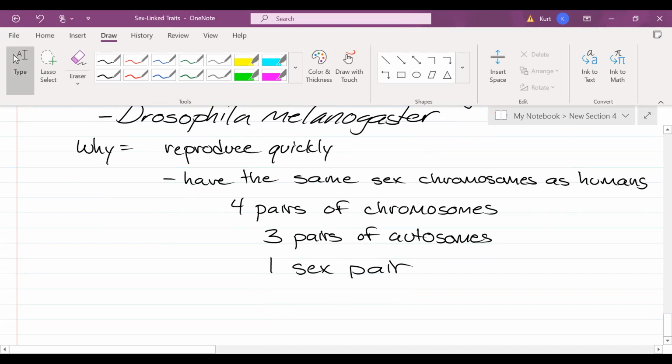There's some, you know, X and Y are some types. A platypus has seven sex chromosomes. Chickens, for example, males are ZZ and females are ZW. So birds, mammals, insects, reptiles, it's all different. But lo and behold, this little bug, this fruit fly, has the same sex chromosomes as we do.